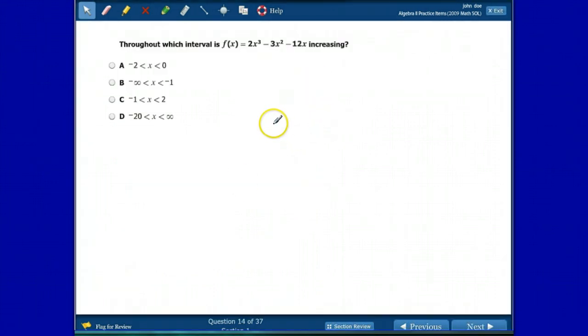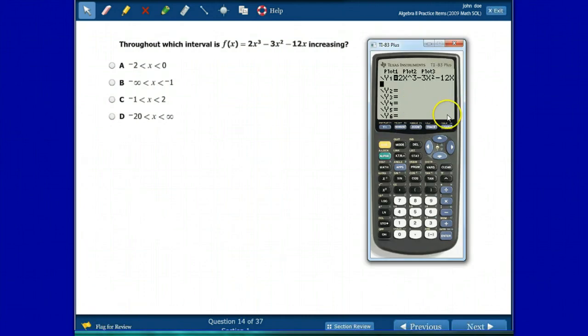Okay, throughout which interval is the function increasing? So it's the same question as before. Basically you just put this in the calculator, take a look at it, and pick your choices. I'm going to try to bring this calculator up again, so hold on. Okay, I put the equation into the calculator and hit graph like I did before. Imagine that, a cubic looking the same, and we're looking for when it increases.